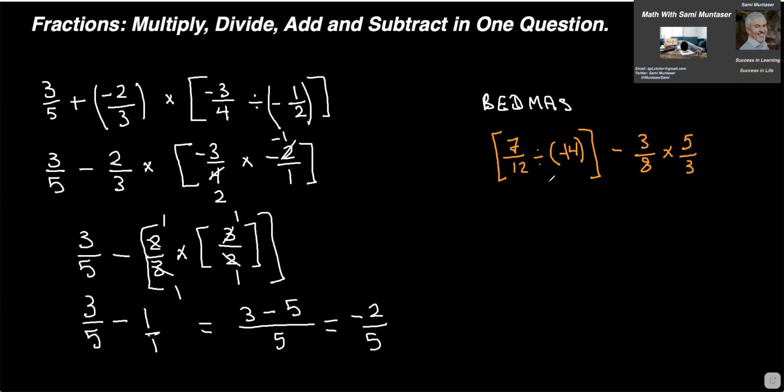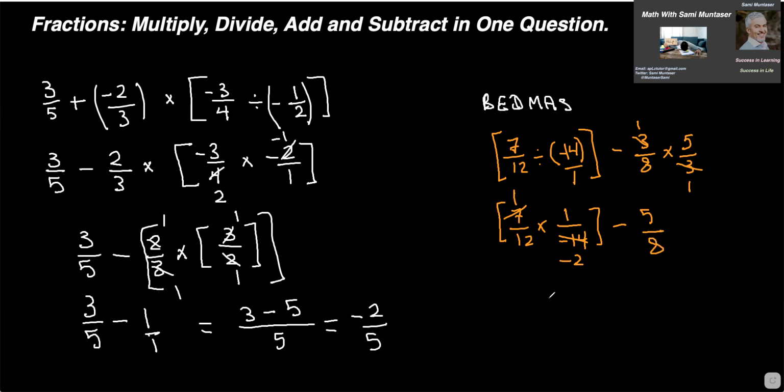Now here, the first thing I'm going to do, sorry, this is division. So the first thing we're going to do is change the division to multiplication, and we're going to flip. So we have 7/12 multiplied by 1/14. Now I could start reducing inside here. 7 goes into itself once, and goes into -14 -2 times. Still minus. Here, I'm going to reduce. The 3 reduces with the 3, gives me 1, 1. So 1 times 5 is 5, and 8 times 1 is 8.